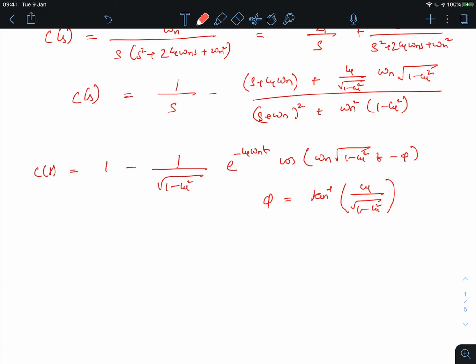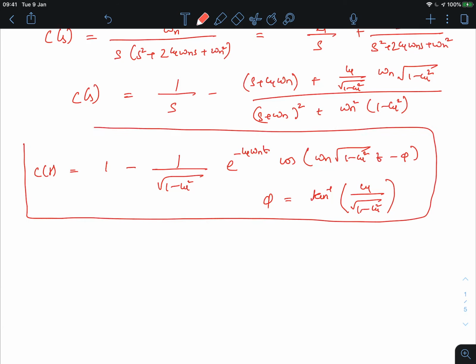The response you have seen earlier is of this expression, when xi lies between 0 and 1, because we know if xi becomes less than 0, then the response would be an unstable response. It would show negative damping.